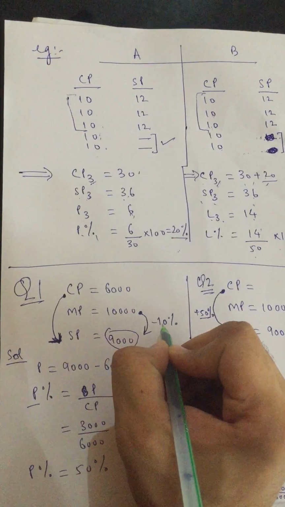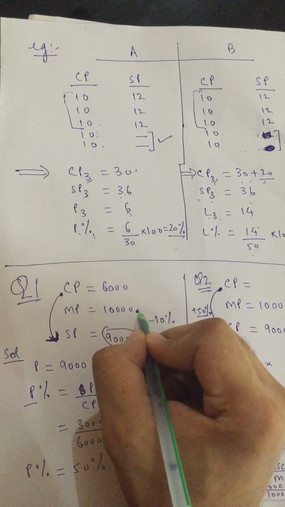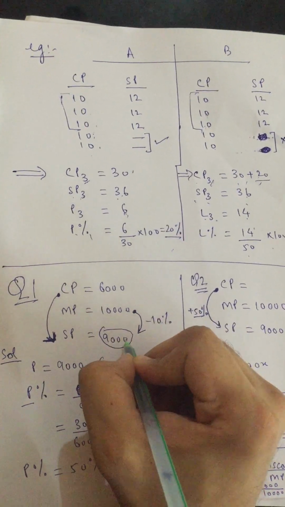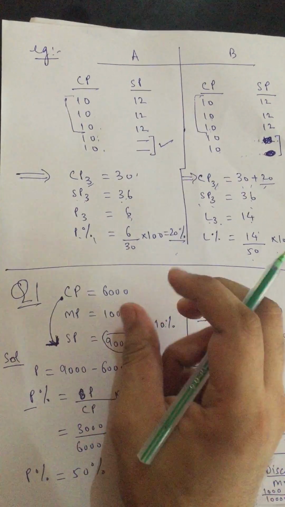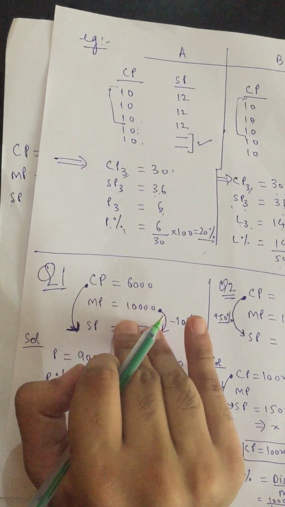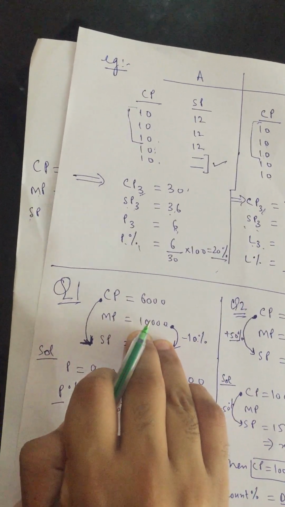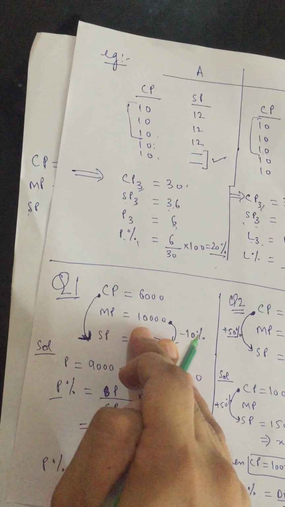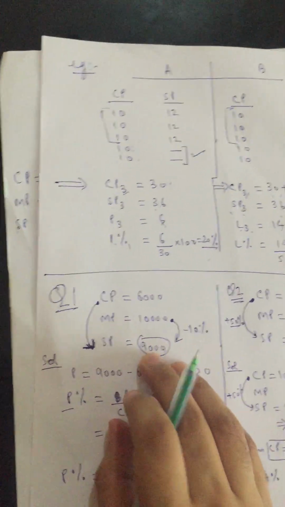Percentage always depends on the past value. P for percentage, P for past value. So percentage always depends on past value. 10% of future value? No. 10% of past value. This is not given to you. So 10% of past value, 10,000, will be 1,000. 10,000 minus 1,000 will be 9,000.